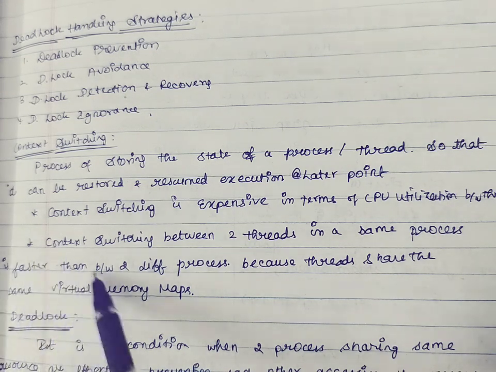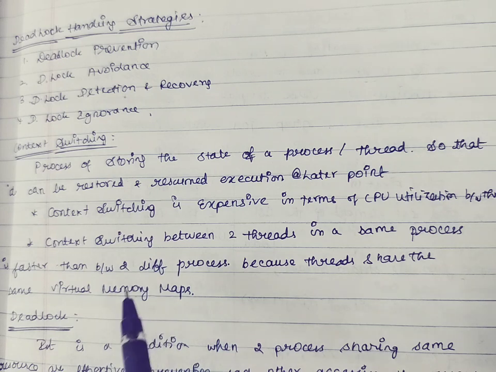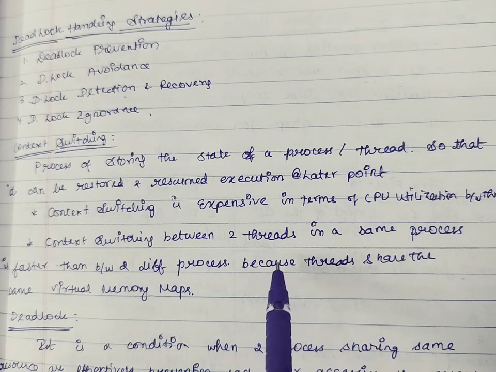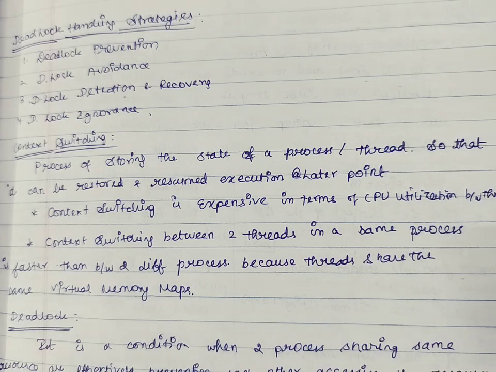Context switching between 2 threads of the same process is faster than between 2 processes, because the threads share the same virtual memory. As they share the same virtual memory, it is much faster. That's why we use context switching.